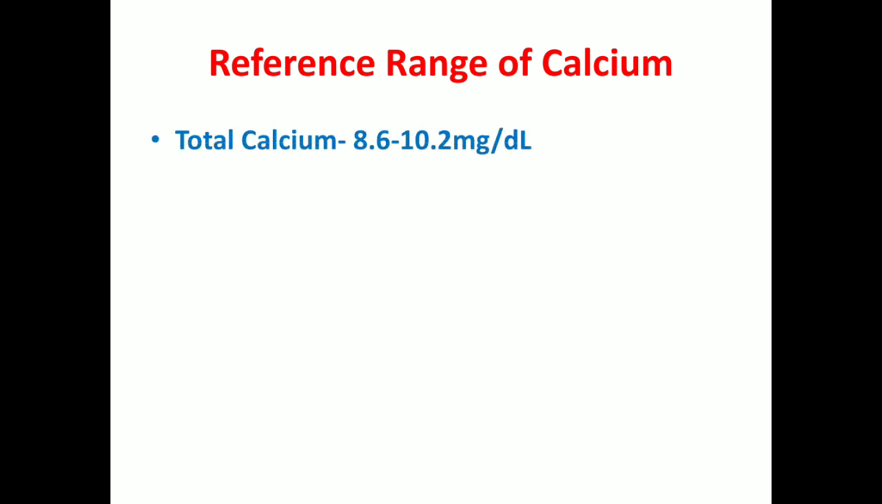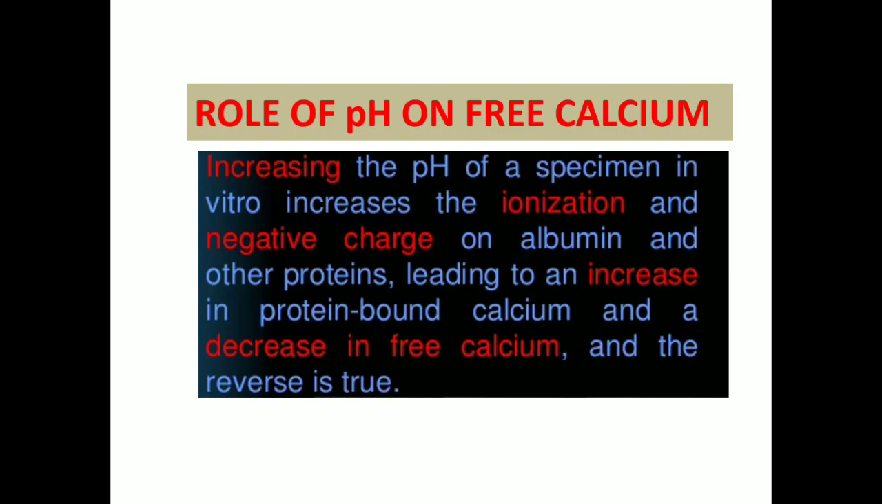First, total calcium. The reference range for total calcium is 8.6 to 10.2 milligram per dl. And the free ionized calcium will be around half of it, because around 50% is free calcium. So the free calcium reference range in blood is usually 4.6 to 5.3 milligram per dl. So these are the two reference ranges. Very, very important. You have to remember these reference ranges.